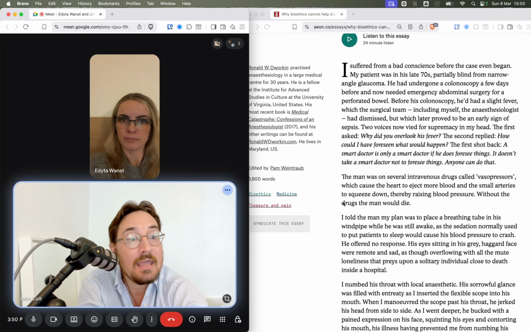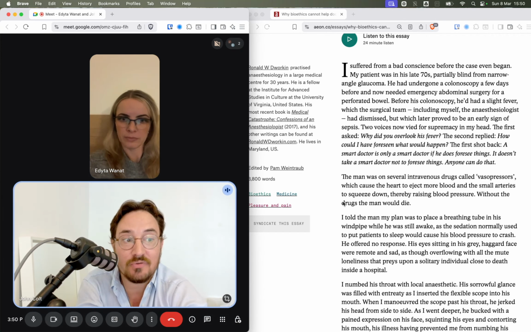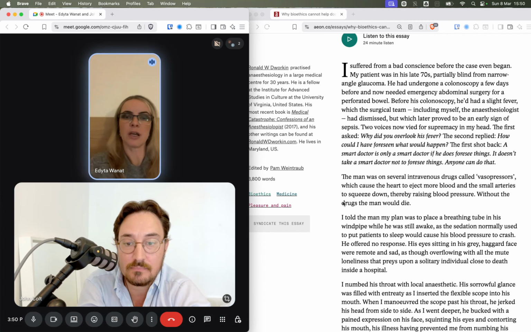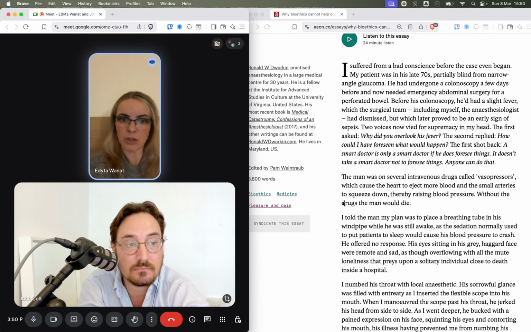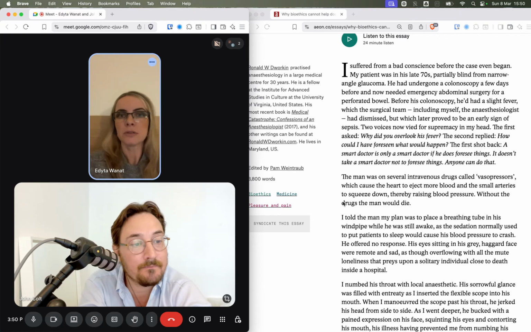Fine. So he had undergone a colonoscopy a few days before and now needed emergency abdominal surgery for a perforated bowel. He had undergone a colonoscopy. Okay. He had undergone a colonoscopy a few days before and now needed emergency abdominal surgery for a perforated bowel. That's very good.